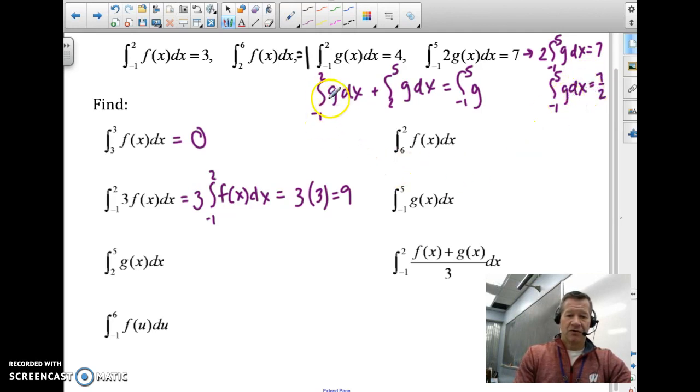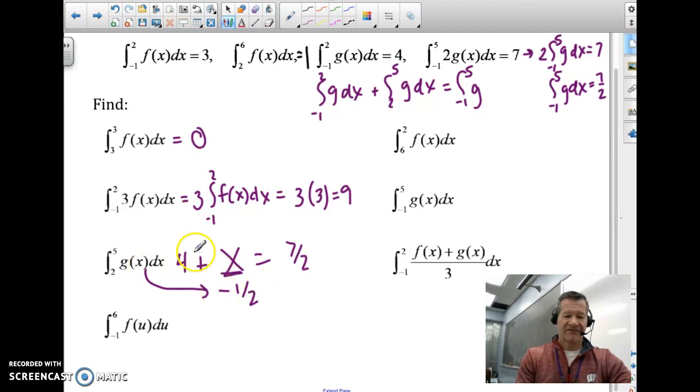Okay? So the integral from -1 to 2 of g is 4, plus the integral from 2 to 5, I don't know, let's just call that a big old x, equals the integral from -1 to 5, which is 7/2, or 3.5. Well, if that's the case, then this integral right here, which is our x in our equation, must be -1/2. 4 plus -1/2 would give me 7/2. And I've, of course, found out that this was 7/2 as well.